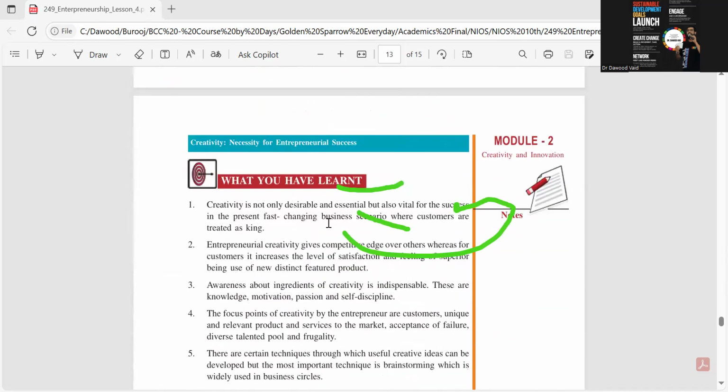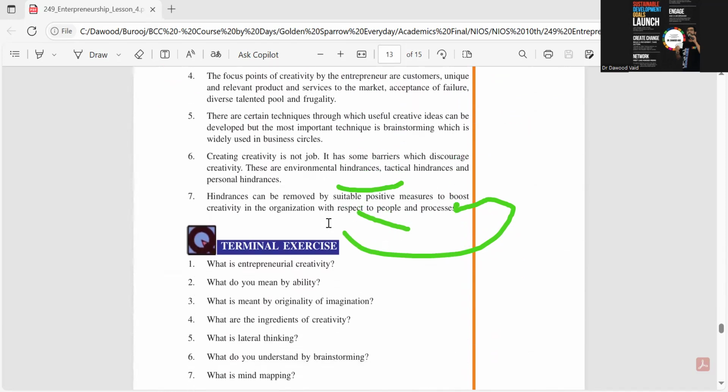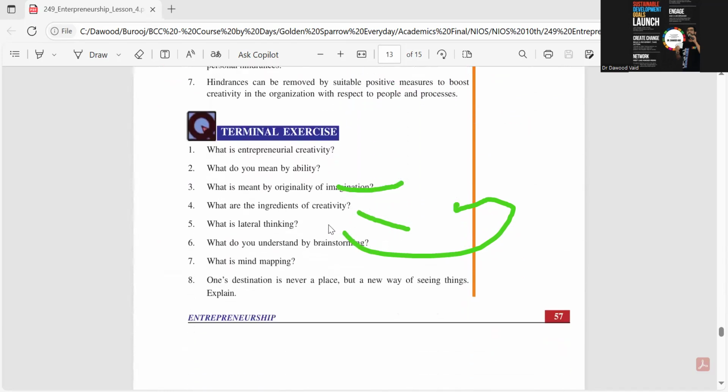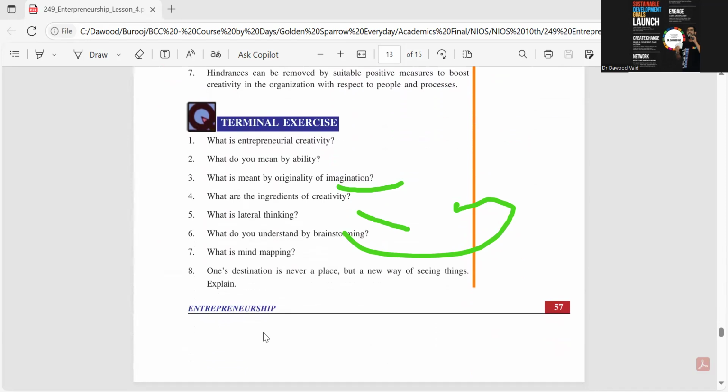Congratulations, you've done the whole chapter. Read through what you've learned. There are terminal questions which I can quickly run through. We've done most of the terminal questions, so you can look into those. What is entrepreneurial creativity? We spoke about ability, creativity, imagination, ingredients of creativity. Write about SCAMPER itself. Read the acronym.